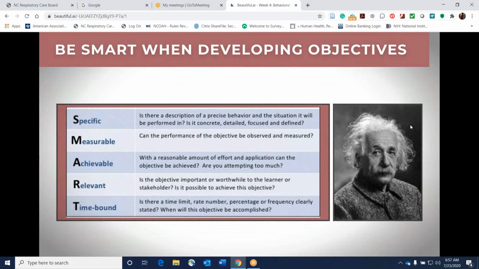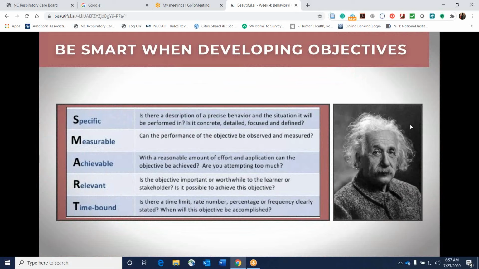We also discussed SMART measurements. Every objective should be specific, measurable, achievable, relevant, and time-bound. So this is just to help you focus. Honestly, you don't have to use this, but in our field, we use acronyms all the time, and this helps us remember things.